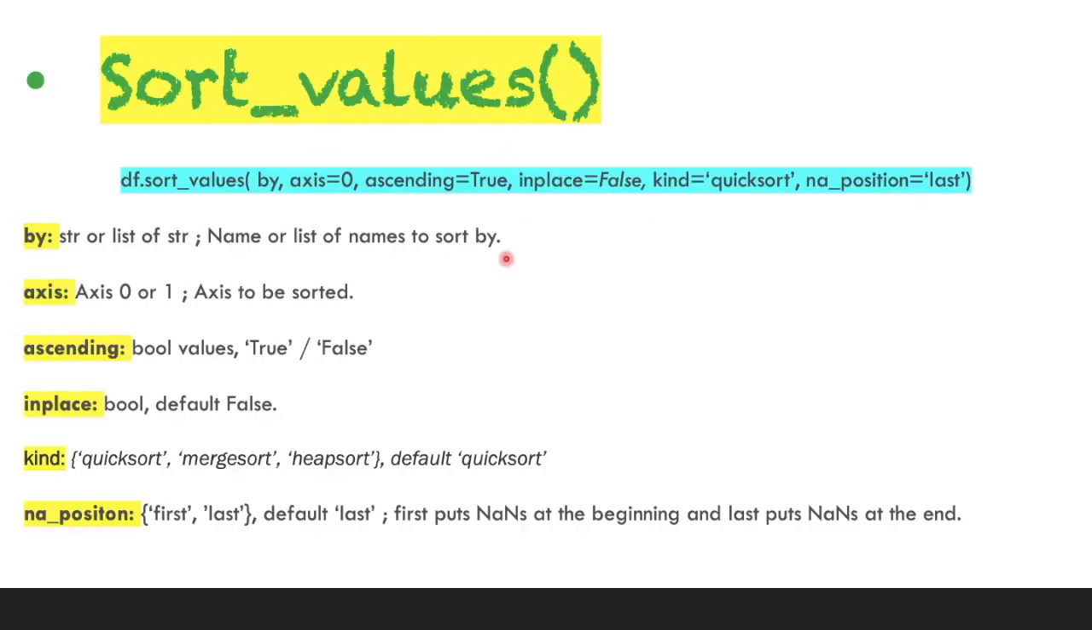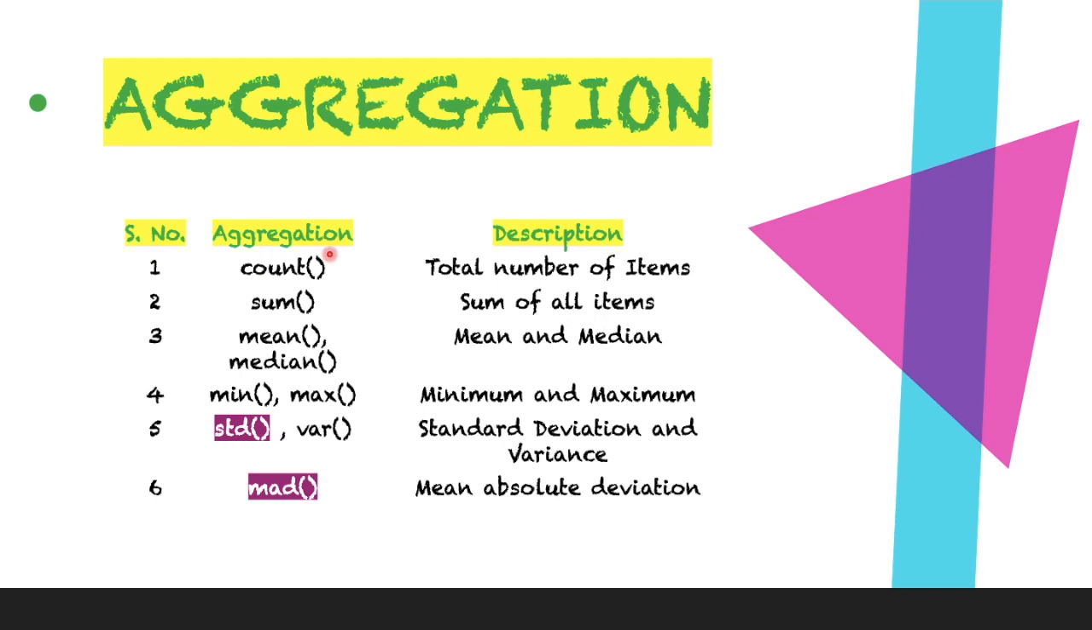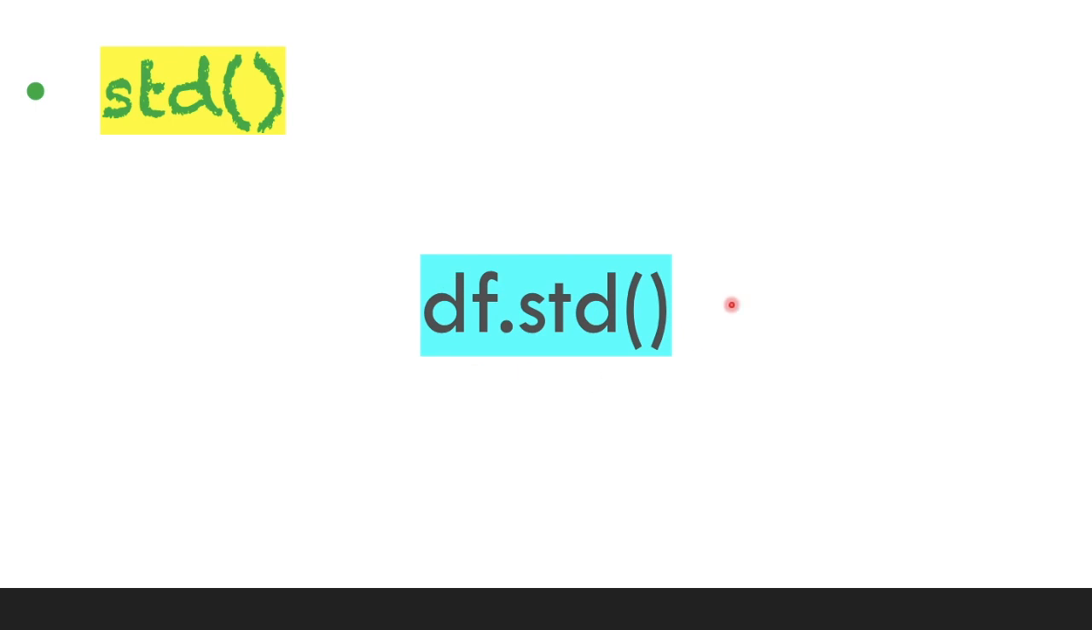Now let us try to understand aggregation. Aggregation in Python Pandas can be calculated using the following functions. I've already discussed count, sum, mean, median, minimum, maximum and variance in my previous video. In this video I will specifically discuss standard deviation and mean absolute deviation. To calculate the standard deviation, we have to use the std method, which is associated with the dot notation and the data frame object. So let us understand this better with an example.